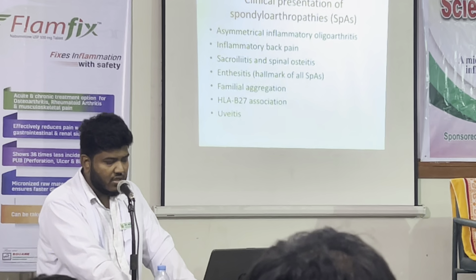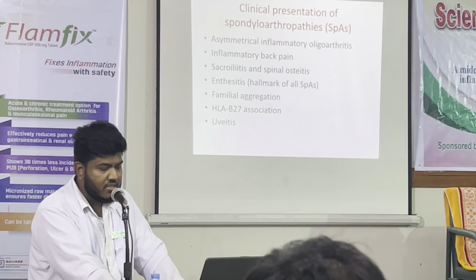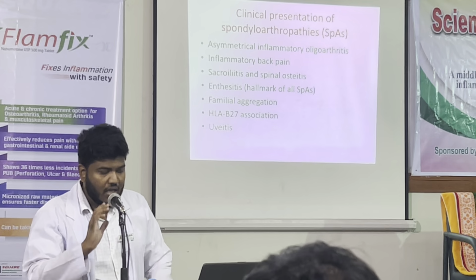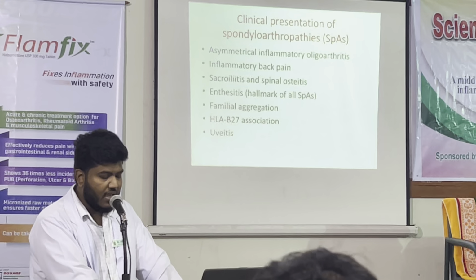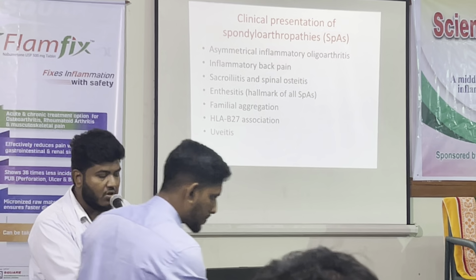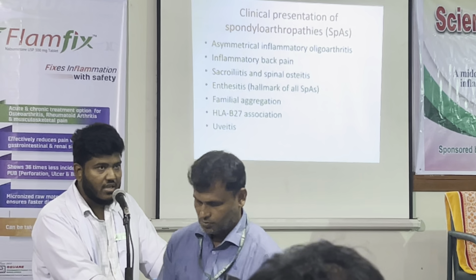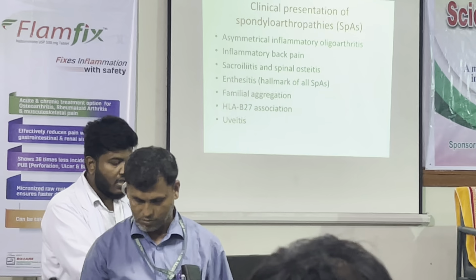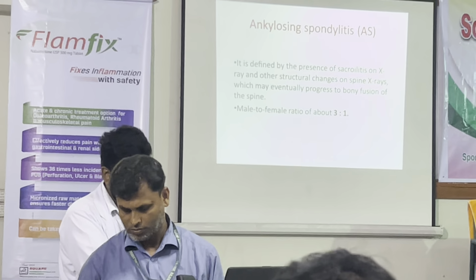Common clinical features of all spondyloarthropathies are asymmetrical inflammatory oligoarthritis, which is predominant in the lower limb, inflammatory back pain, sacroiliitis and spinal osteitis, enthesitis, which is the hallmark of all spondyloarthropathies, familial aggregation, HLA-B27 association, and uveitis, which is the most common extraarticular feature.